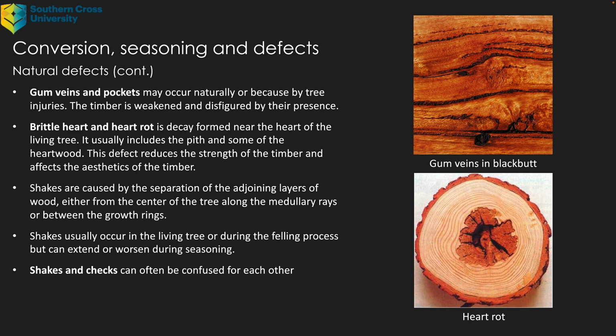Brittle heart and heart rot is decay formed near the heart of the living tree. It usually includes the pith, which, if you remember, is that central section of the tree. It's those cells that grow trees in height, which then rot out very easily. So it usually includes the pith and some of the heartwood. This defect reduces the strength of the timber and affects the aesthetics of the timber.